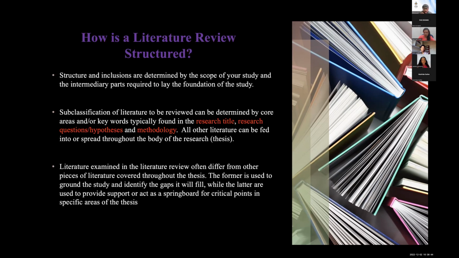The literature examined in the literature review often differs from what you will spread across a general write-up or the thesis, in the sense that what is focused on in the literature review is specific to the general study. But the other pieces of literature that you will include throughout the study are needed as a springboard for a particular point that is being made at that junction of the study.